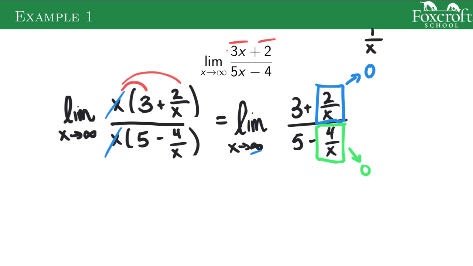They're both 0 as x goes to infinity. So all that's left over is these numbers that aren't going to change, and my answer is just 3 over 5. All right, so this is the strategy for finding horizontal asymptotes: factoring out these powers of x, and then everything that has an x in the denominator is going to go to 0. So let's see it again.